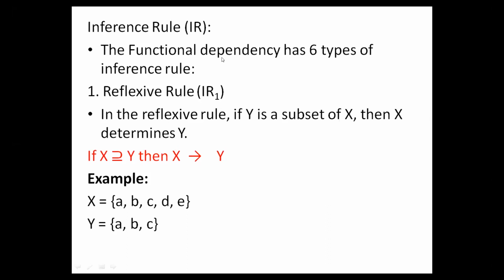These are again a set of formulas that you have. When you take functional dependencies, from this you infer 6 inference rules. That is what you will be checking here. So the first is the reflexive rule.